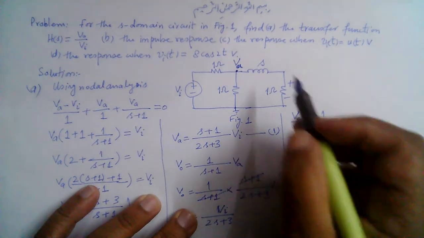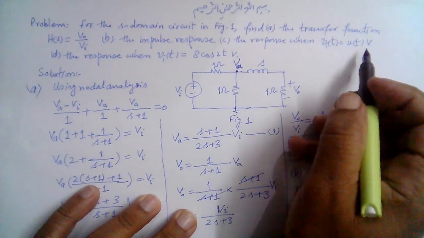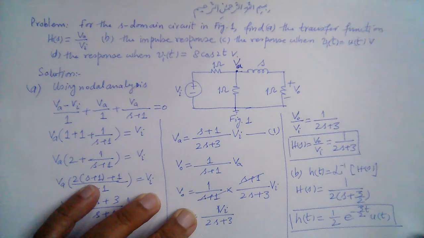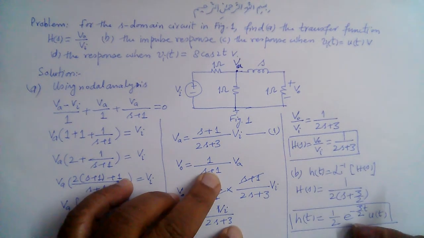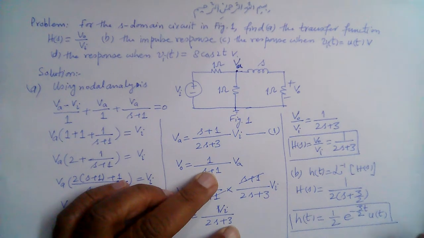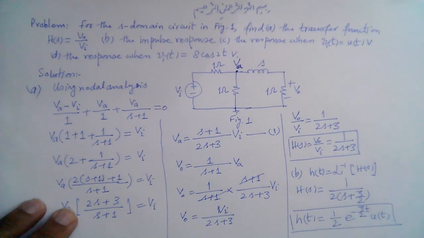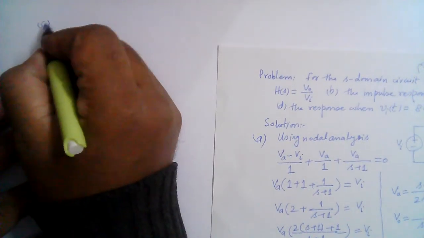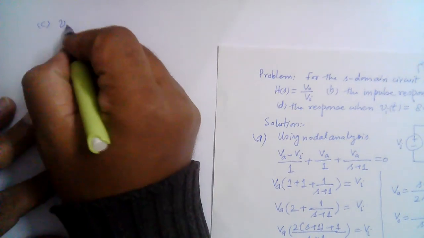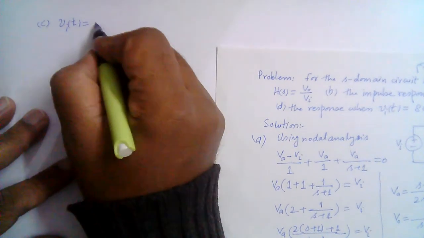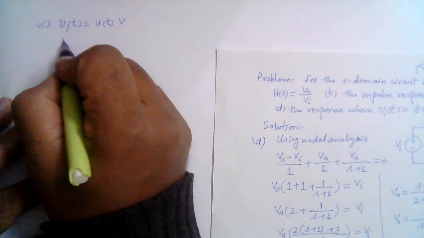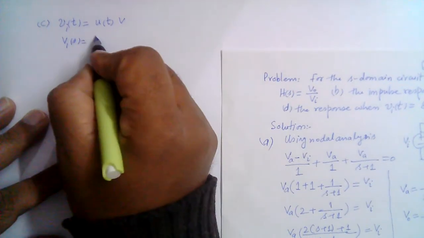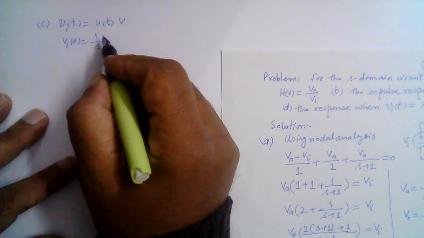So now we need to find out the response when vi(t) is equal to u(t). So we either convolve u(t) with h(t) to find the response v naught(t) in the time domain, or we use the transfer function in the frequency domain to find out the response, right? So part C, the input is vi(t) is u(t) volts. So Vi(s) in this case is 1 over s, the Laplace transform of u(t) is 1 over s.